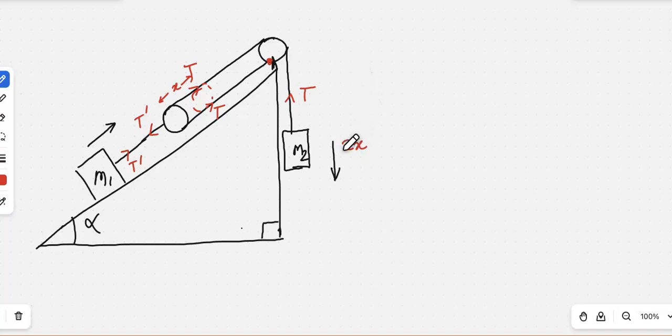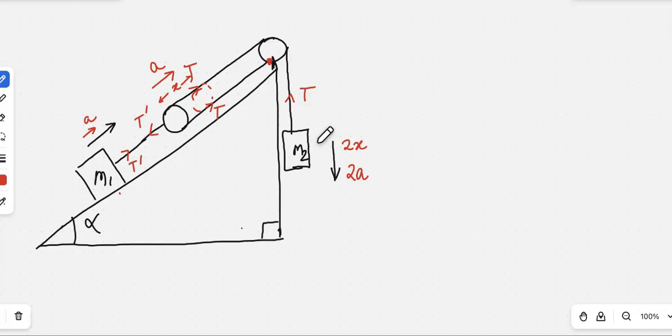So if I talk about acceleration, the mass m2 will go with 2a acceleration downwards, and this pulley will go upwards with acceleration a. And by the same logic, m1 will also go upwards with acceleration a. Okay, so now let's draw the free body diagram to find out the accelerations.